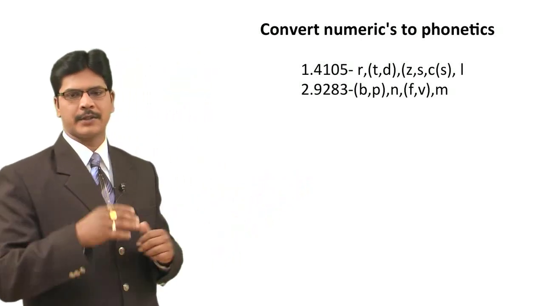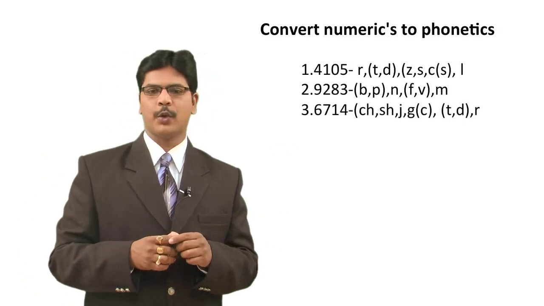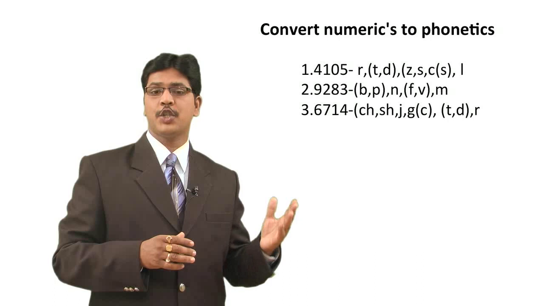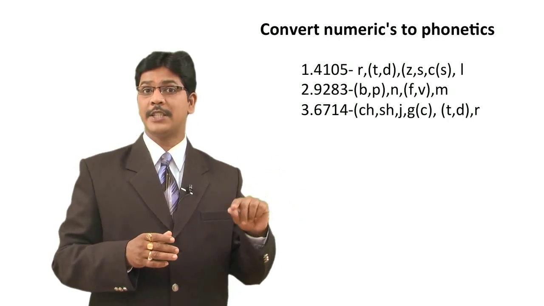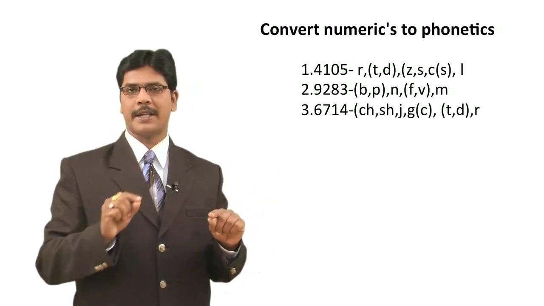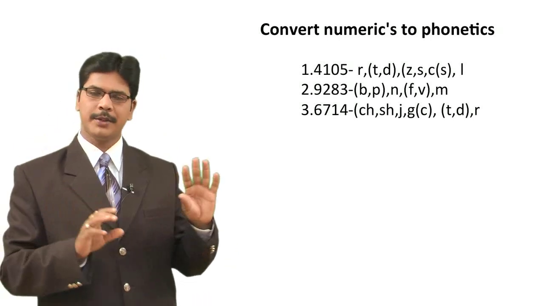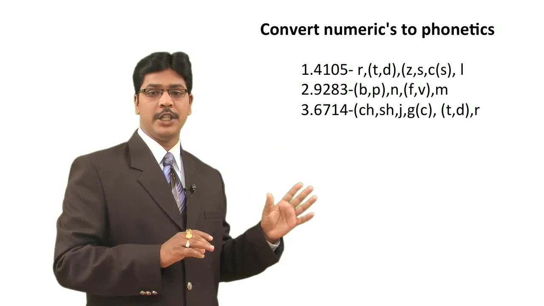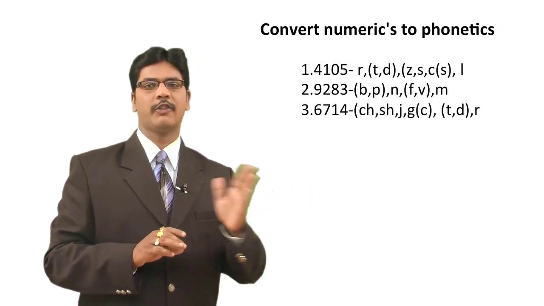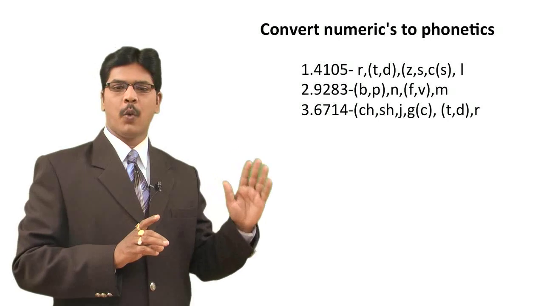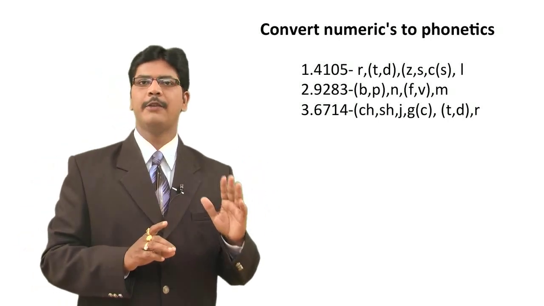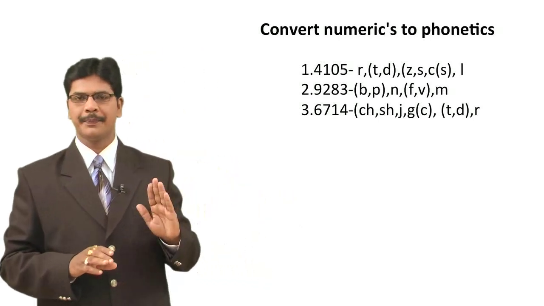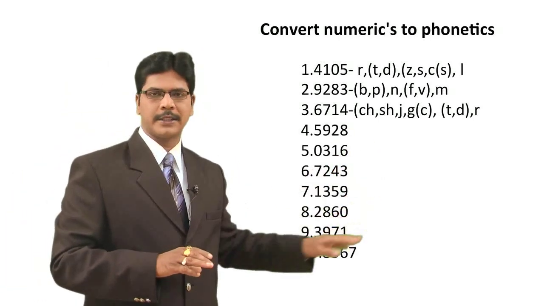The next one I'll explain is 6714. What are the phonetic constants? 6 is CH, SH, J and G soft. So you mention soft in brackets, C soft. Then 7 is K, G and C hard, all 3 you have to mention. Then 1 is T and D, and finally 4 is R. So all the phonetic constants you have to recall. Like that, here are some of the exercises.